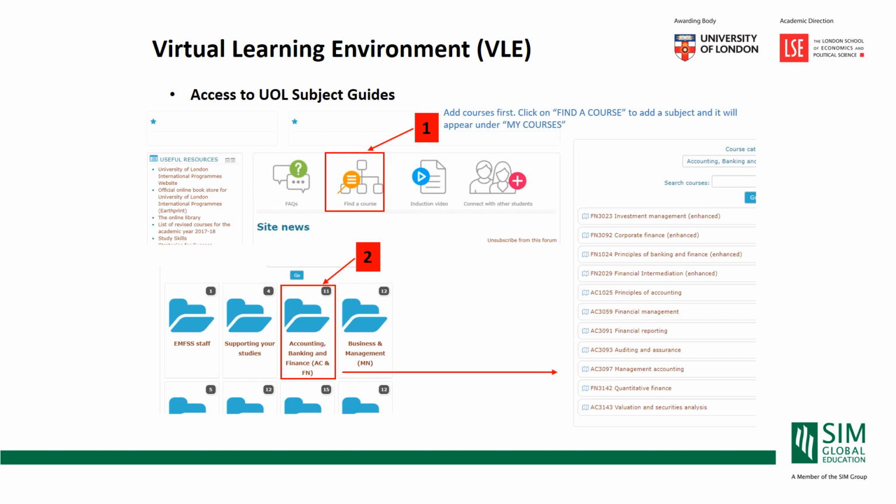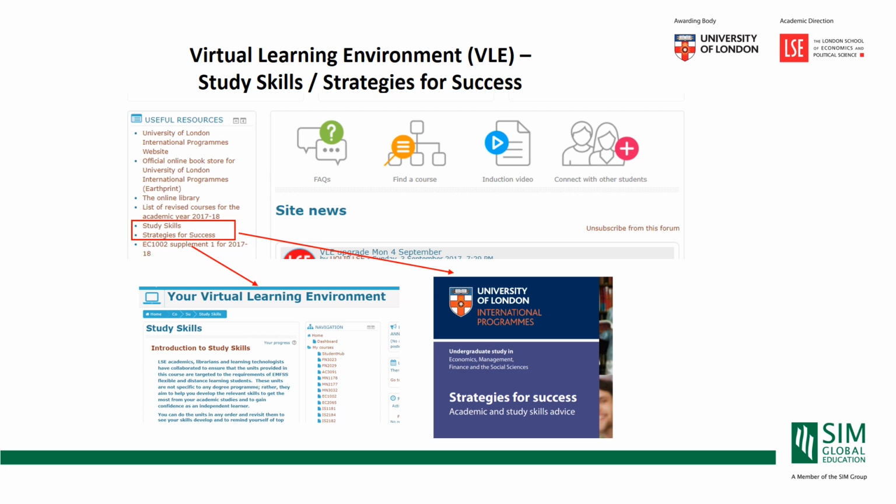Okay. And in order to access the courses that you have registered, you need to add them. To add a course, you have to go to the Find a Course tab, and from there you will be able to find various disciplines such as accounting and finance, business management, and if you are going to add POA, principal accounting, you can find it from this folder, accounting and finance, accounting. After that, you choose to add, and principal accounting will appear in your VLE page. And on the VLE, you also have other information such as study skills, strategies, etc. They are all in the top left-hand corner tabs.